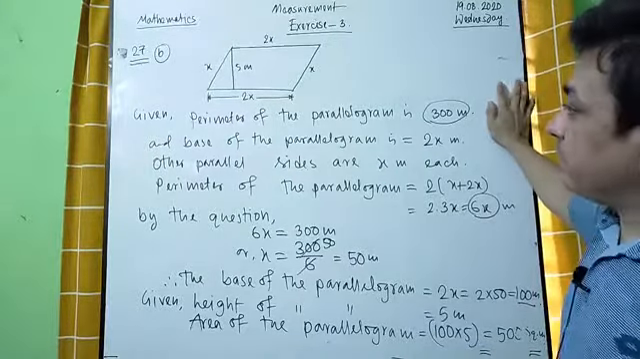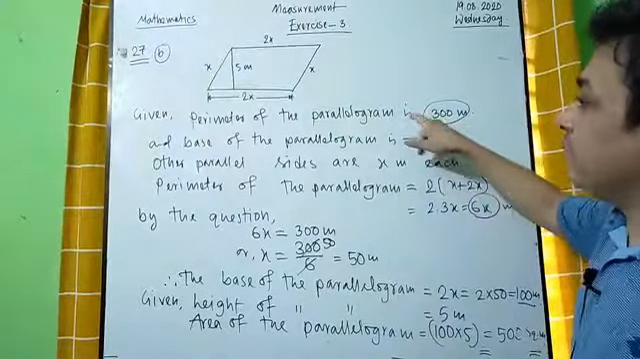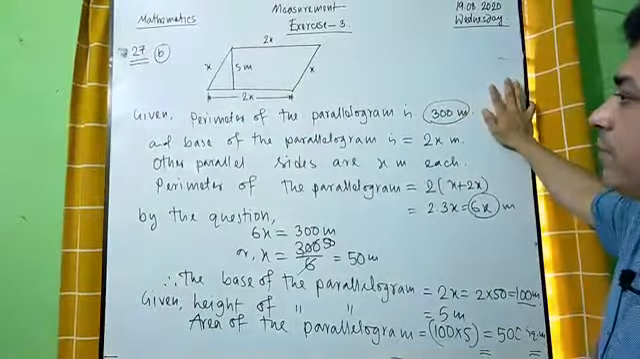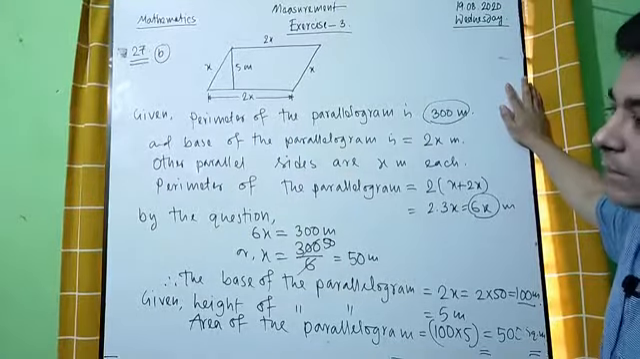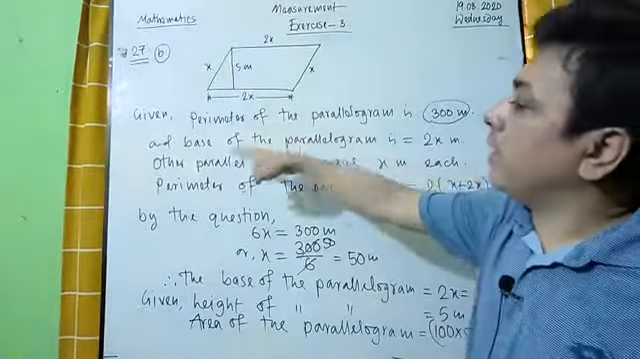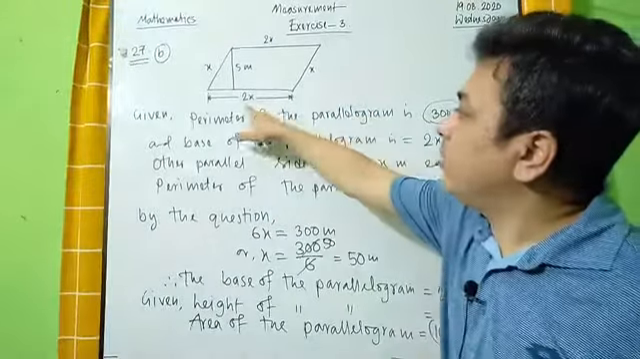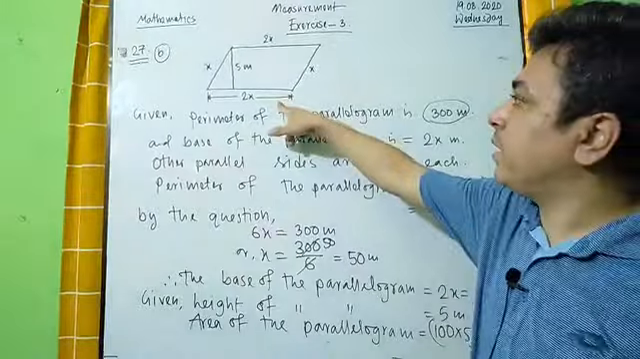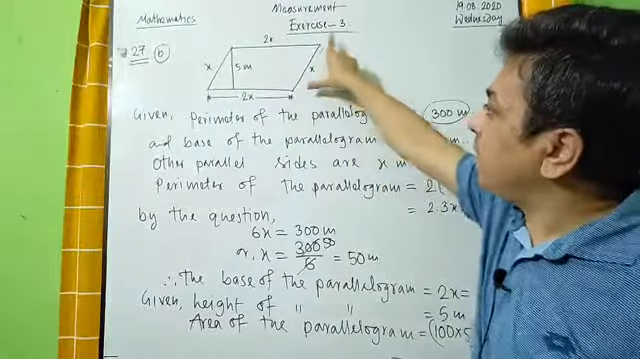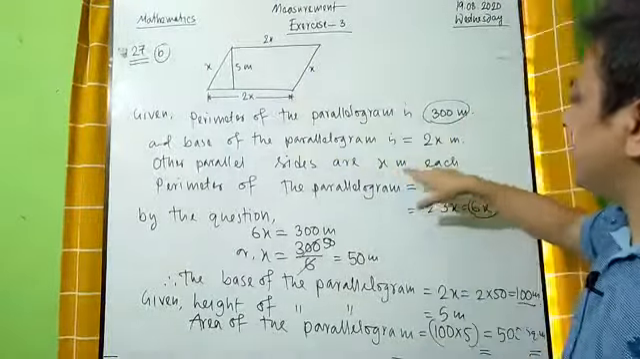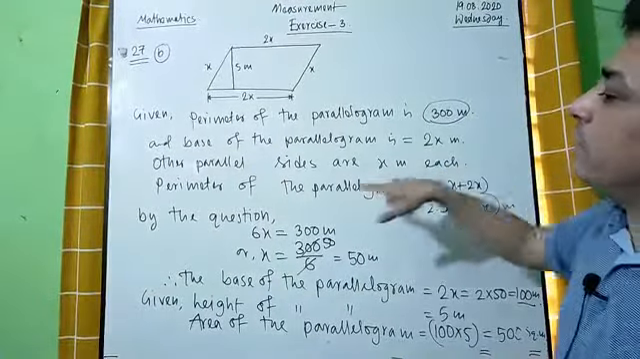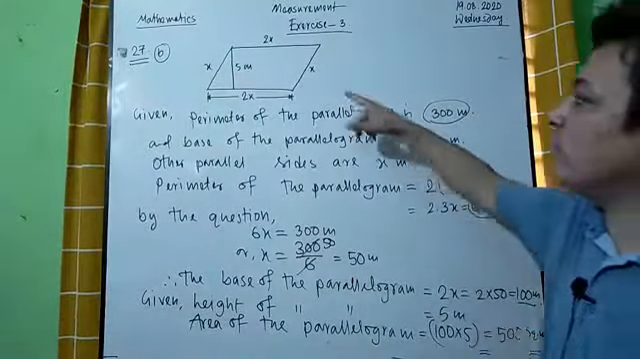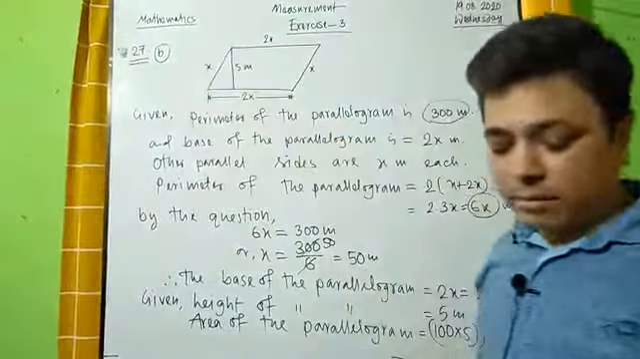So perimeter of the parallelogram is given in the question: perimeter of the parallelogram is 300 meter. And base of the parallelogram, in the figure of the book it's given 2x, and the other parallel sides are also given, x meter each. So perimeter, what does it mean? Perimeter means sum of all sides. Here are 4 sides, 1 2 3 4, sum of 4 sides.